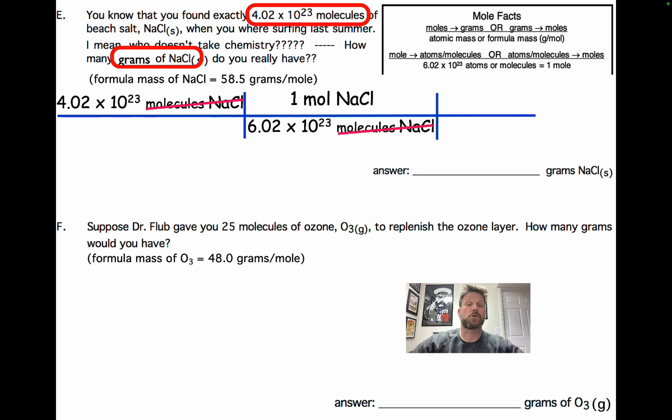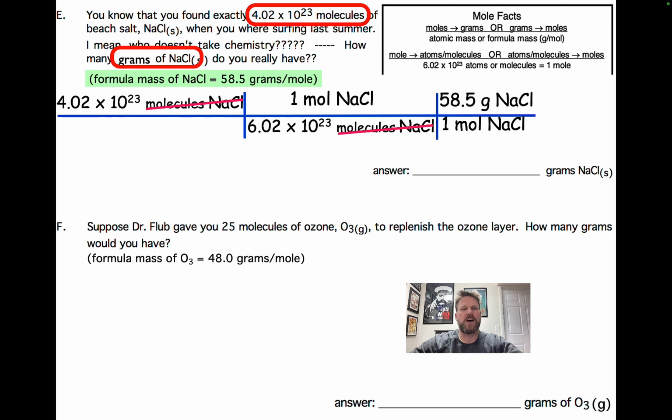The problem asks for grams of salt. If we stopped right here, we could only calculate the moles of salt. So now we have to use the molar mass to convert from moles to grams. 1 mole of NaCl is equal to 58.5 grams of salt. Moles must cancel. So 1 mole of NaCl will go in the bottom section of the train track, which means 58.5 grams of salt goes in the top section. This causes moles of NaCl to cancel, leaving us with grams of NaCl.